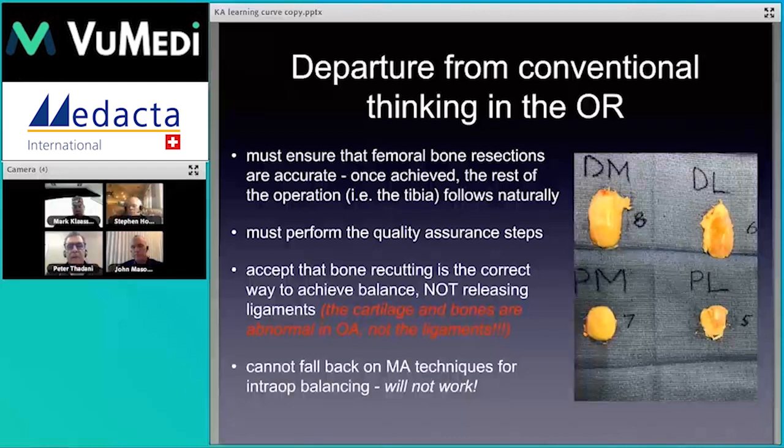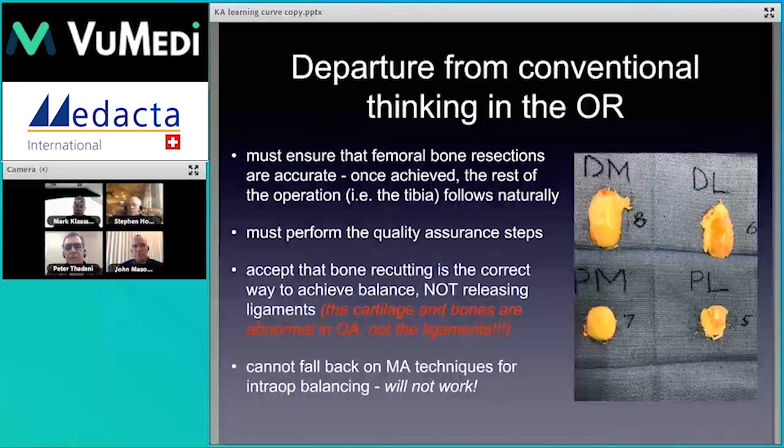With mechanically aligned knees, it's all kind of burned into our heads that recutting is sort of a failure. If you have to recut any one of the bones, it's sort of a failure of technique. It's really not true. In kinematic alignment, the opposite is true. Bone recutting is the correct and only way to achieve balance. So again, throwing out what you've learned from MA and retraining your brain that recutting is sometimes a necessary part of the operation.